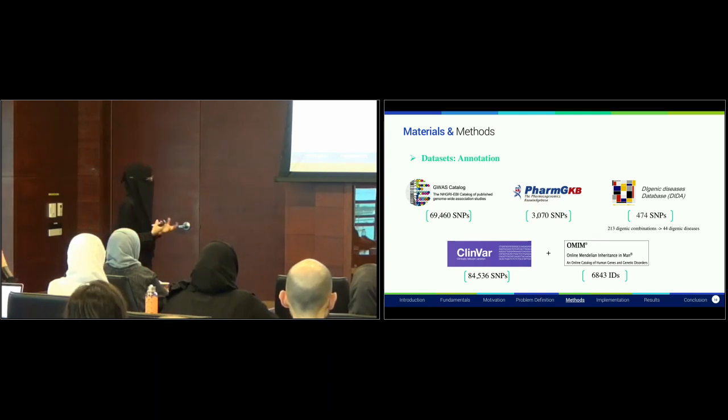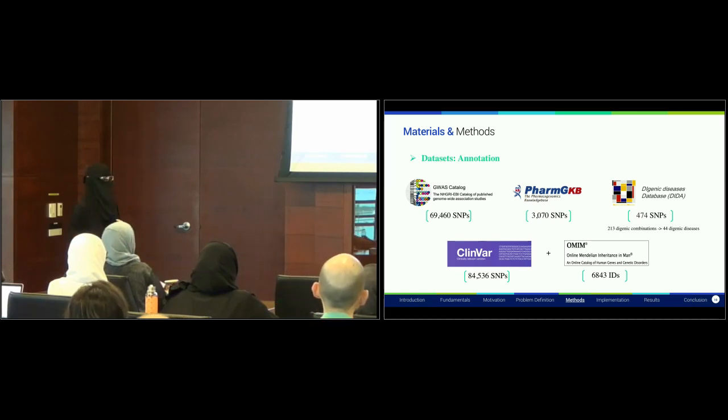For this, we get all the Mendelian diseases with the help of the OMIM database, which gives us information about different kinds of modes of inheritance.